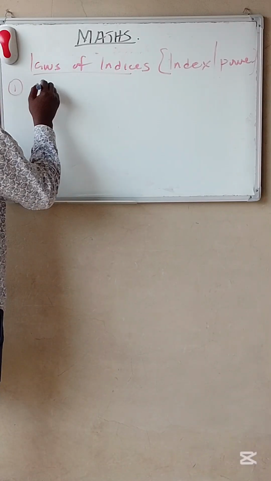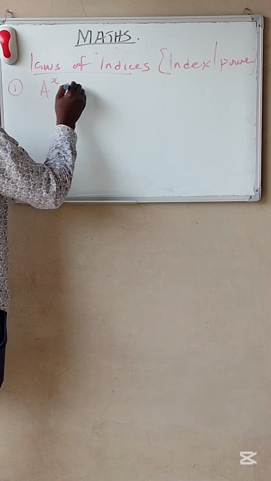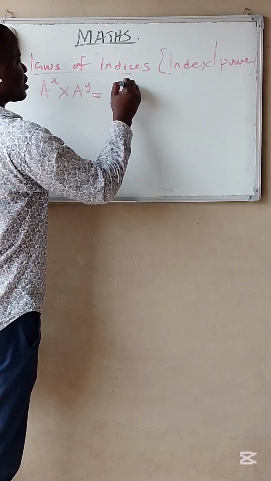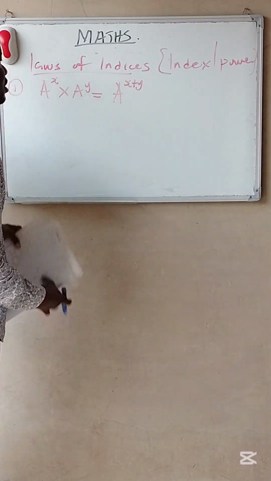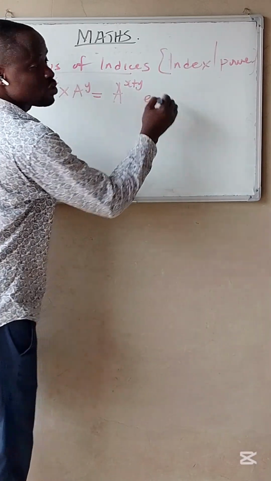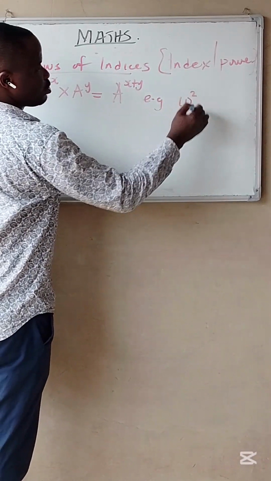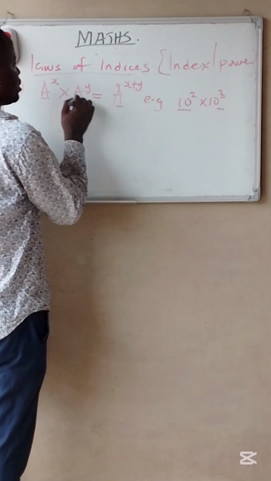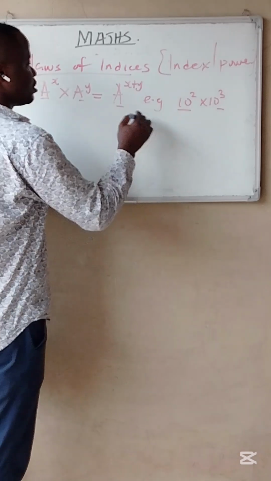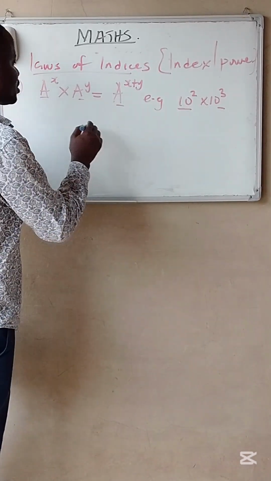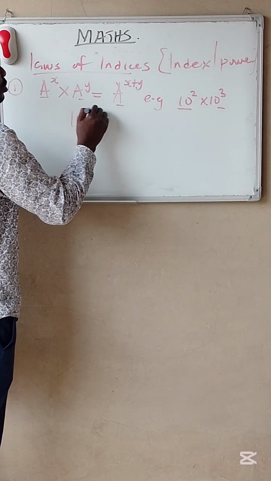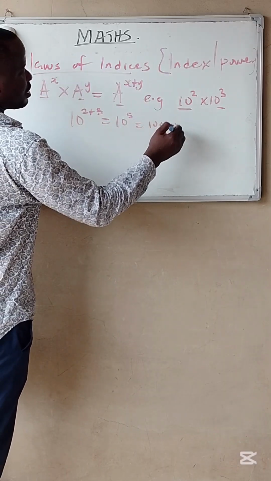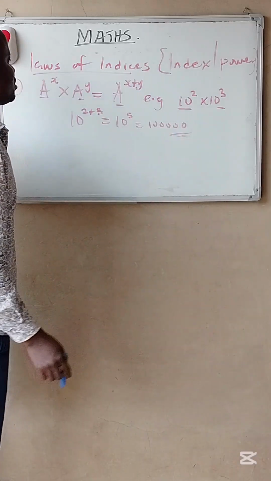Number one, when you see a raised to power x multiplied by a raised to power y, this gives us a raised to power x plus y. This is called the addition law of indices. So if you see something like 10 raised to power 2 multiplied by 10 raised to power 3, the base has to be the same before you can apply this law. Since it's separated with a multiplication sign, this becomes 2 plus 3, which is 10 raised to power 5. You can just write it like this or leave it.